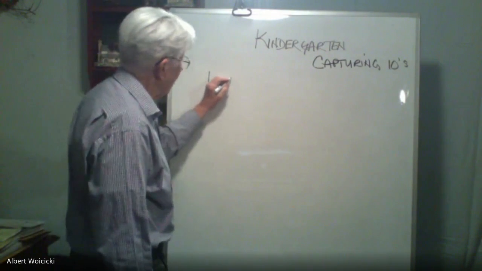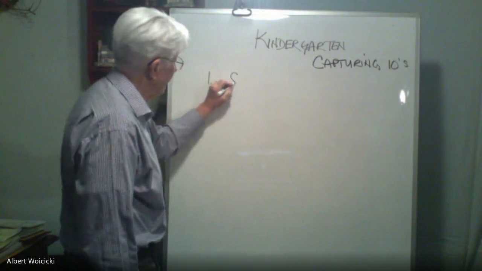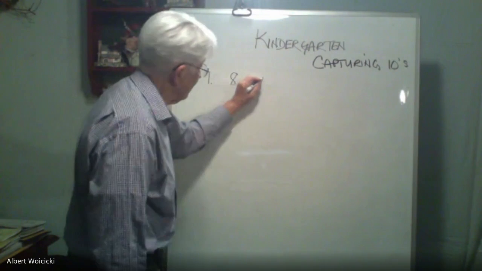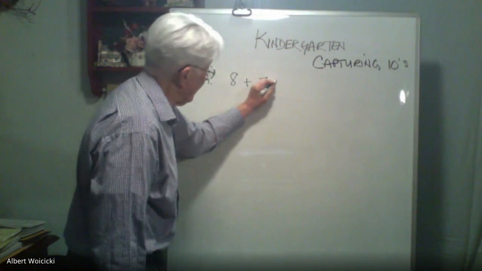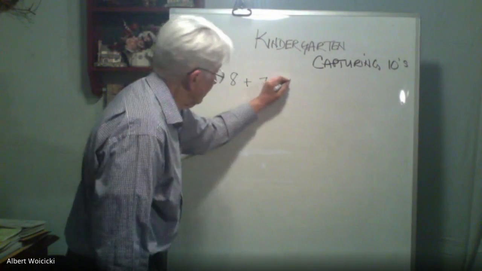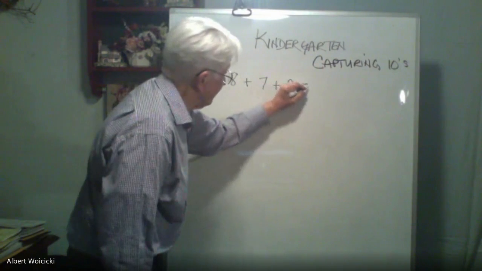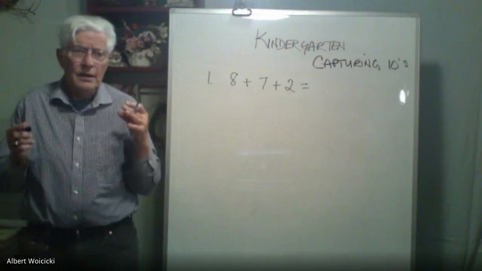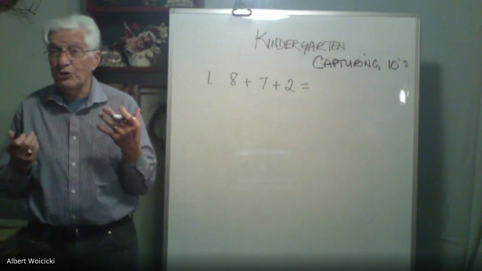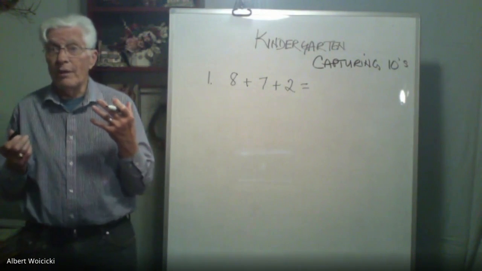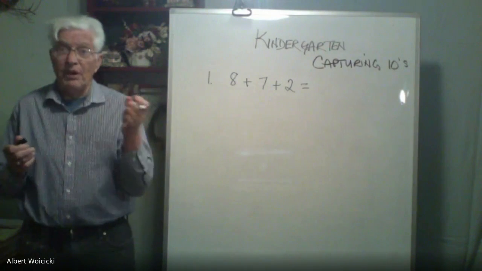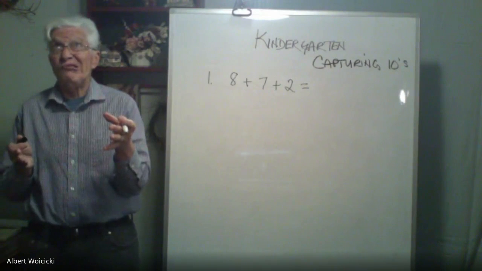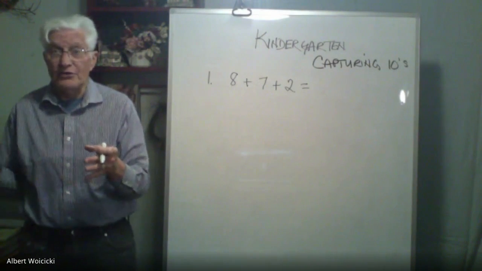We look at this. We have the number 8, and we're going to add the number 7, and then we're going to add the number 2. And we're going to ask the students to add these together. When we were young, I'm sure you remember that you added 8 plus 7, and you tried to remember that was 15, and then you added 2 more to make 17.